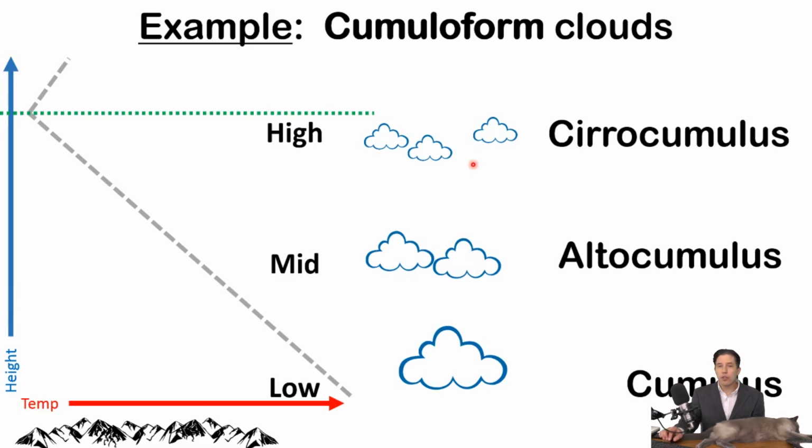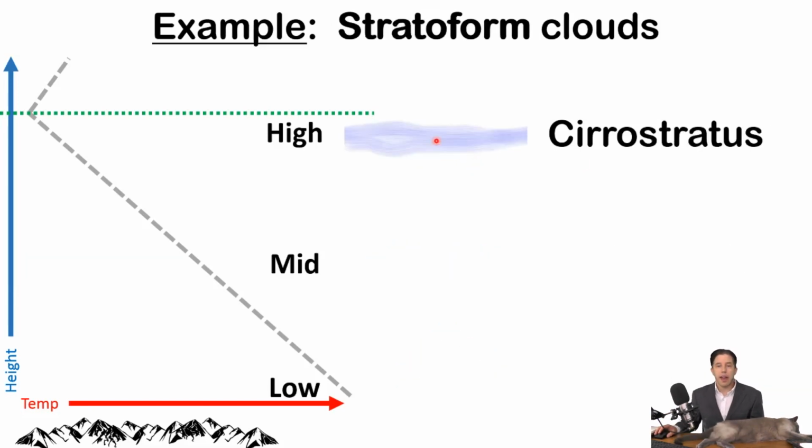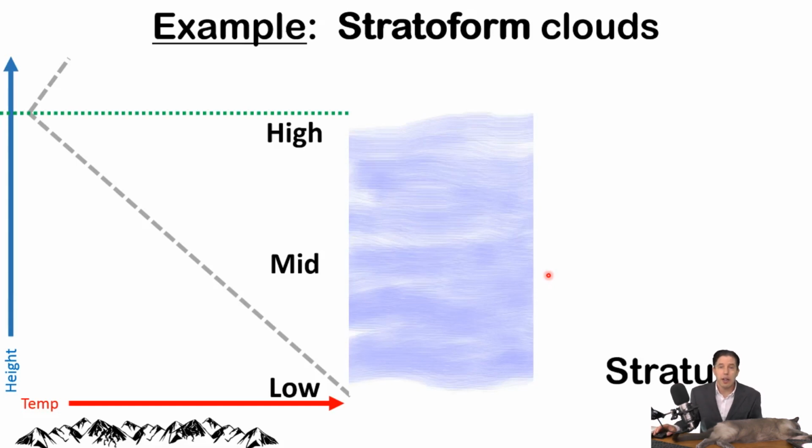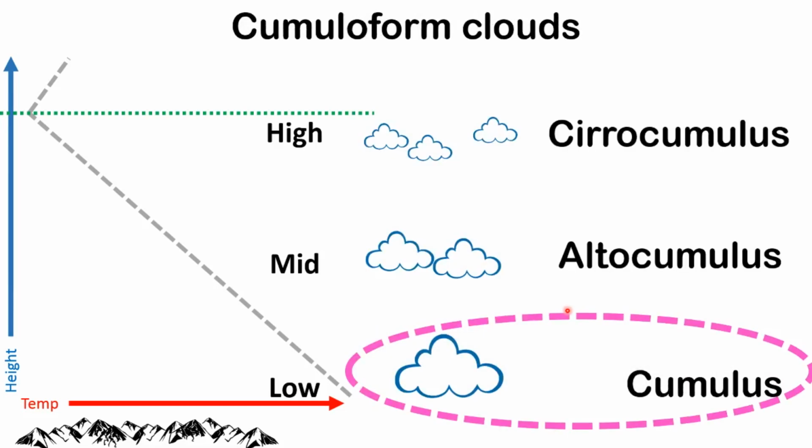Now if we have stratiform clouds, and I have a thin layer up at the top of the troposphere, that's cirrostratus. If it's thicker and extends down to the middle part of the troposphere, that's altostratus. And if it extends all the way down near the ground, doesn't necessarily have to touch the ground, but if it's down pretty low, that's stratus. Okay, so we're going to look at some examples of these.